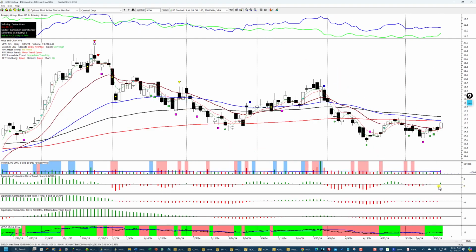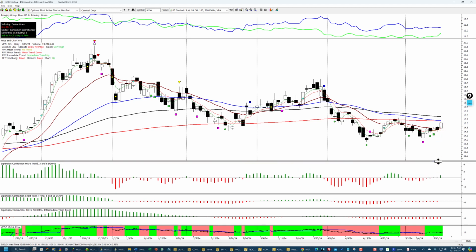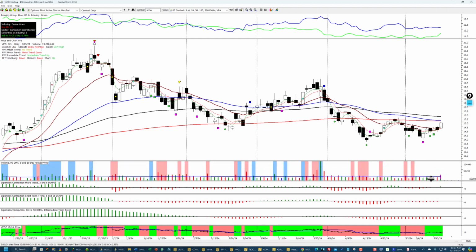Now looking at this, you can see that the 3 is above the 6. It's hard to see it here. That's where these histograms come in real handy. You can see it turned positive here. There's a slight green dot here, another one here, and then today it's moved up more.